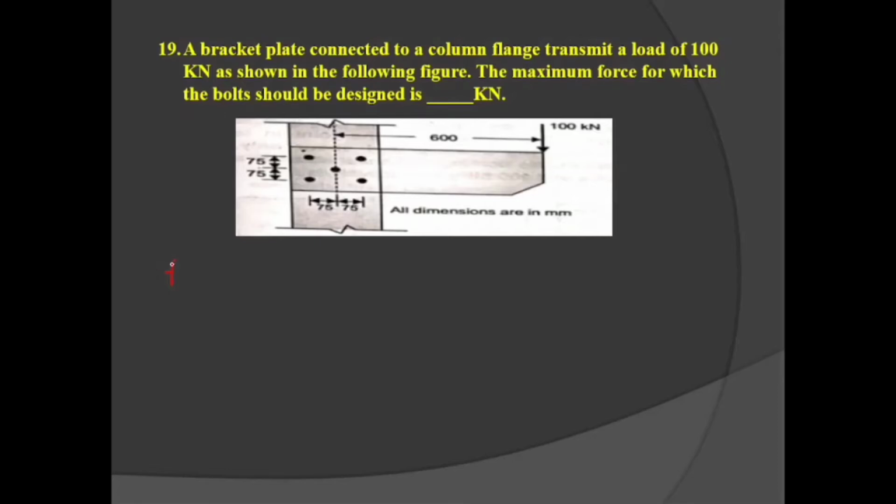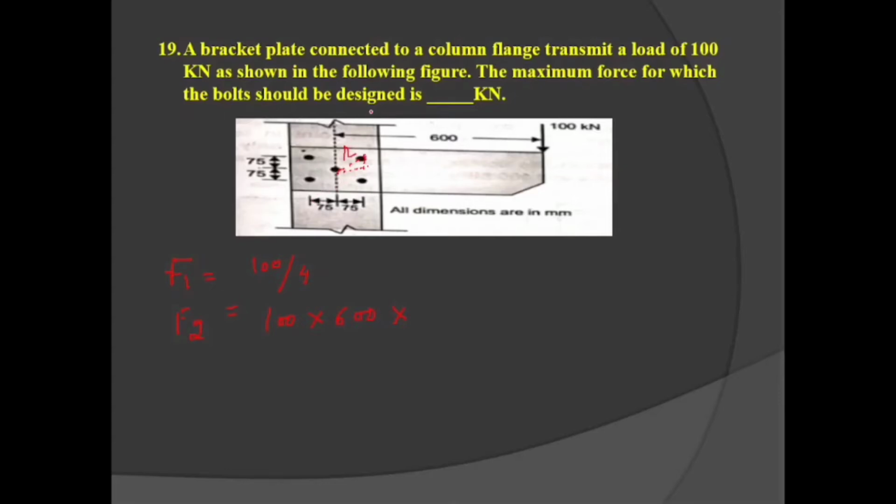Initially we have to calculate the value of F1, that is 100 divided by 4. Then we have to calculate the F2 value, P into E into Ri divided by the whole Ri square. So here P is 100, eccentricity is 600, and the radial distance Ri we have to calculate, that is by the Pythagoras theorem, this square plus this square, whole under root. We have to calculate the radial distance r value.